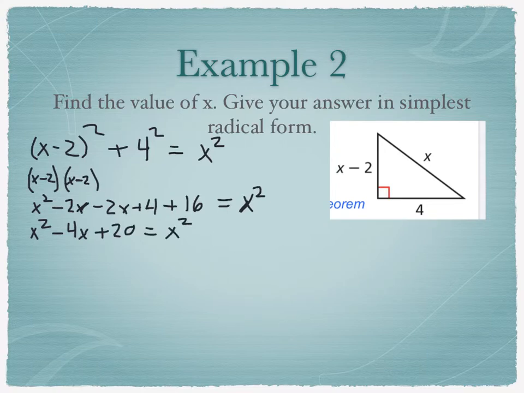What can we do to get rid of these x squareds? Well, we can't take the square root because we still have an x squared on the left. We can subtract them from both sides. So we can do minus x squared on the left and minus x squared on the right. So now what do we get? X squared minus x squared is 0. And then what are we left with in the rest of the equation? Negative 4x plus 20 is equal to 0.